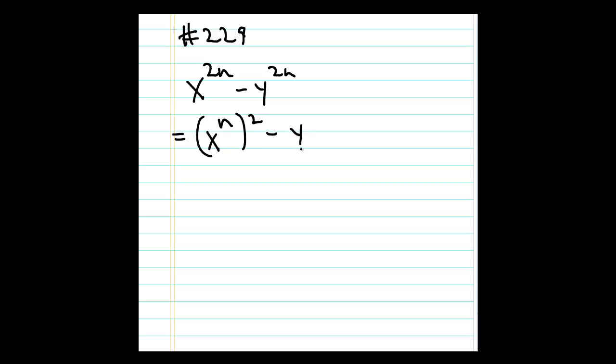Okay, number 229 on A3. We're asked to factor x to the 2n minus y to the 2n. And the key thing here is to realize, again, using laws of exponents, this is x to the n squared minus y to the n squared, which is the difference of two squares, which is going to be x to the n minus y to the n times x to the n plus y to the n.